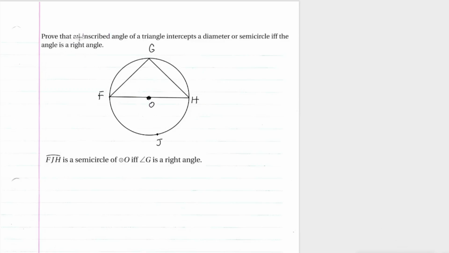All right, we want to prove that an inscribed angle of a triangle intercepts a diameter or semicircle if and only if the angle is a right angle. So essentially, we want to prove that arc FJH is a semicircle of circle O if and only if angle G is a right angle. So since this is an if and only if statement, we have to prove it using the if and only if format, right?